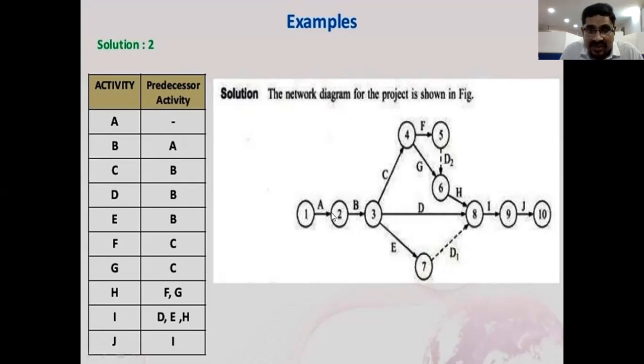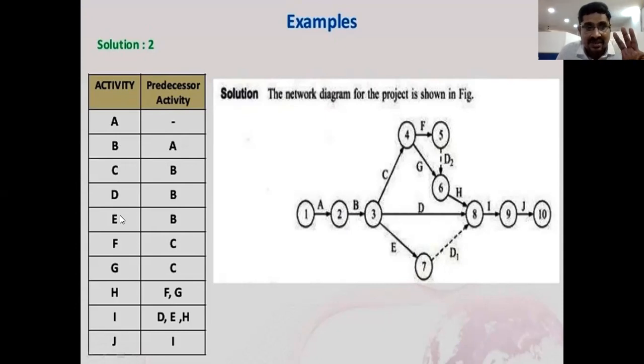So now A is finished, and from A we have come to B. This is the B activity. Now I need to draw C. C, D, E, these three all come from B. Listen carefully. From this B point, after completion of this B activity, we have C, D, E.